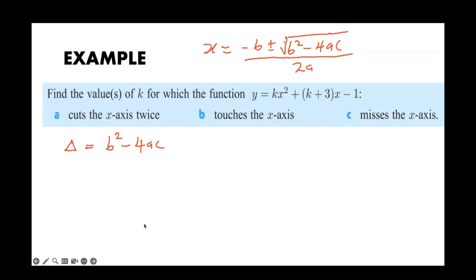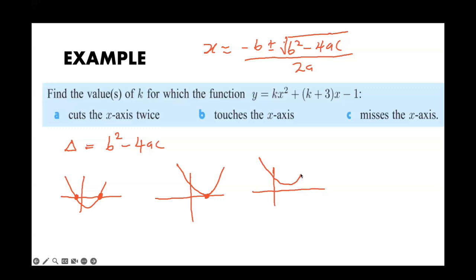These are the instances. Either the quadratic function will cut the x-axis twice and you have two distinct solutions, or the quadratic function just touches the x-axis at a point, so we say that it has repeated roots, or the quadratic function will not even touch the x-axis at all. In this case, we say that it has no real roots.